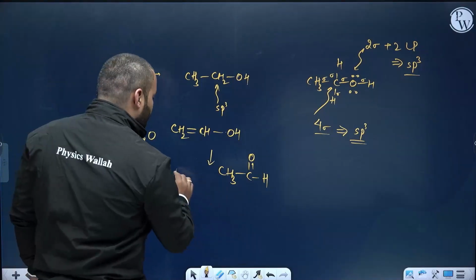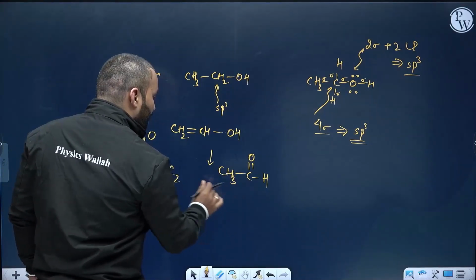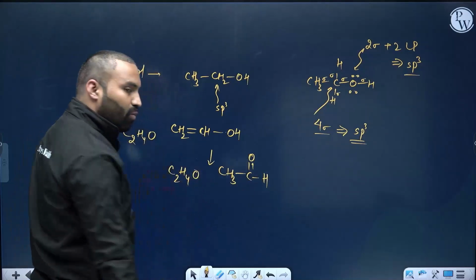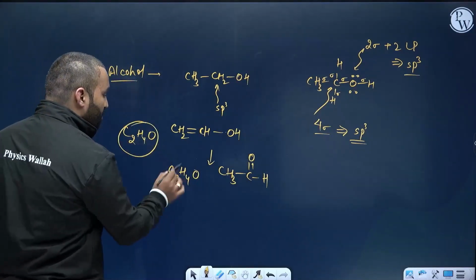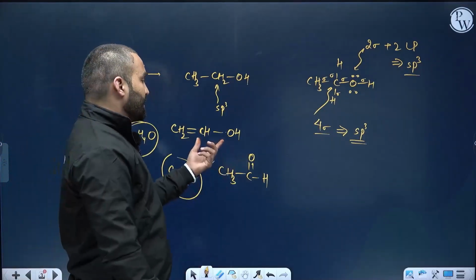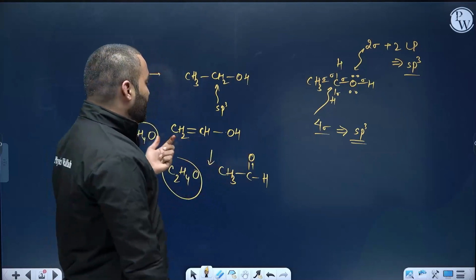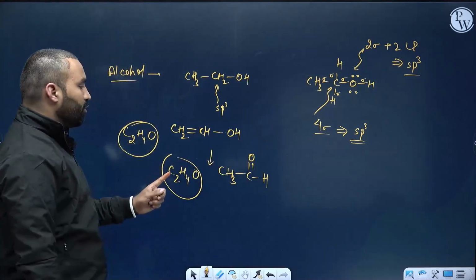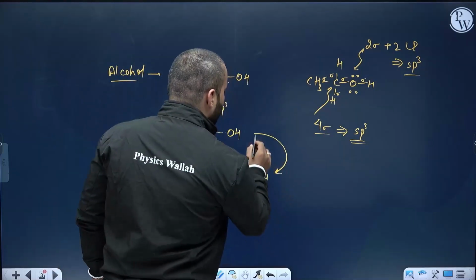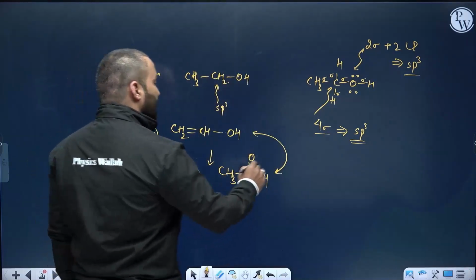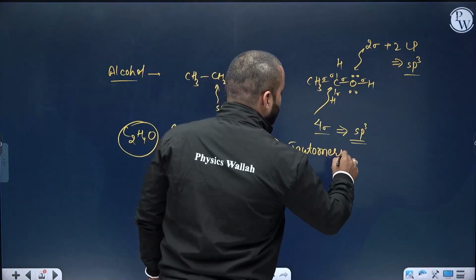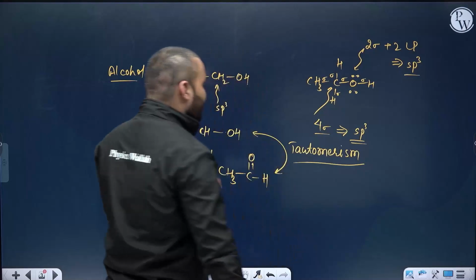Let's check this also. How many carbon atoms? 1 and 2. How many hydrogen atoms? 1, 2, 3 and 4. And how many oxygen atoms? Again, one. So these two have the same molecular formula, but different connectivity. Such molecules which have the same molecular formula but different functional group, specifically when this hydrogen is hopping around, this is known as tautomerism. This is one kind of isomerism and they both exist.